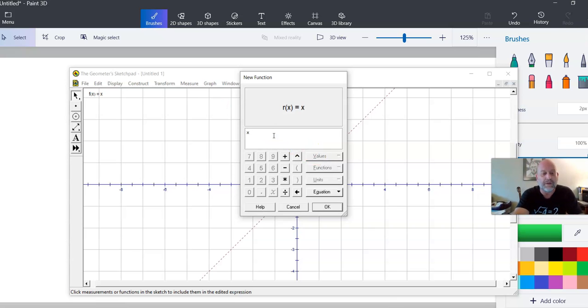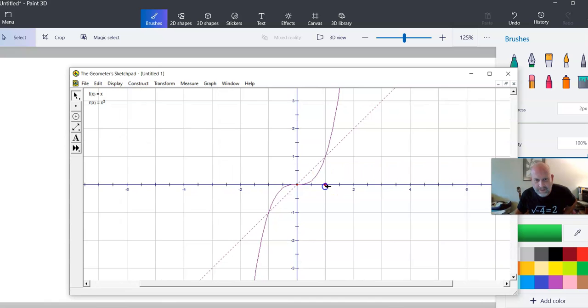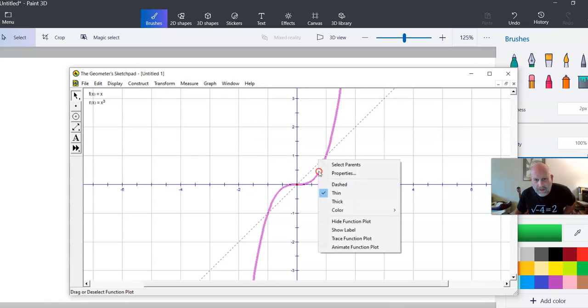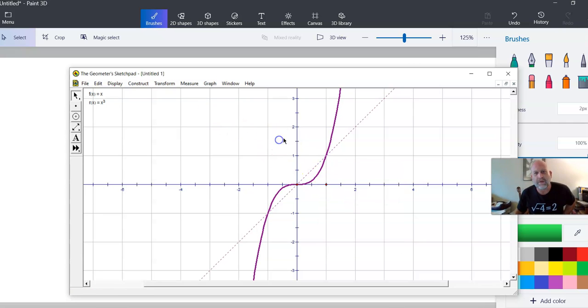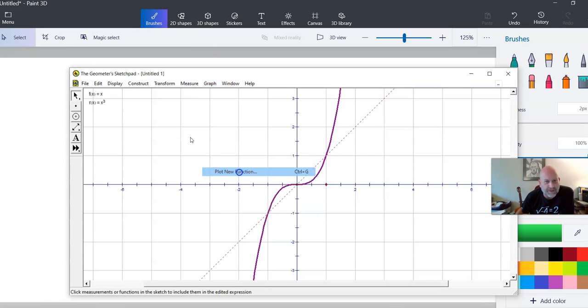So what I want to do here is I just want to look at the cube root of x. We'll take a look at that graph. Okay, so there's our cube root of x here. Make it a little bigger. In fact, let's make it a little thicker too. Okay, so there's x cubed. Now, the inverse of x cubed would be the cube root of x.